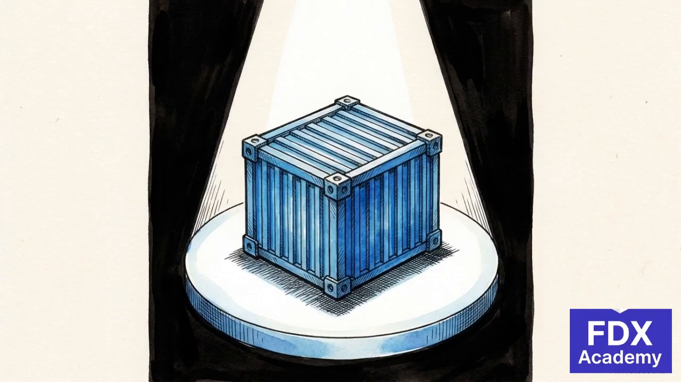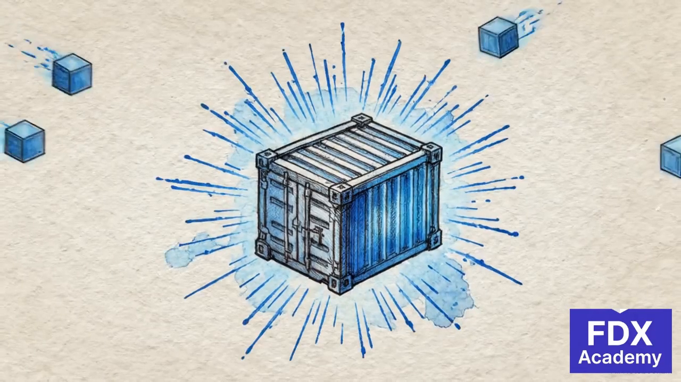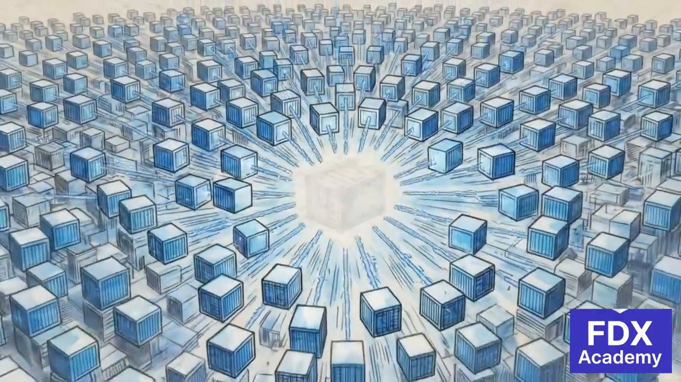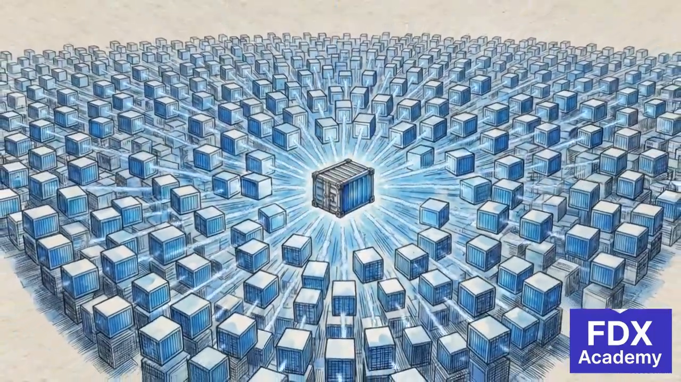Managing one container perfectly is the critical first step. The next stage is scaling this control, moving from single instances to orchestrating entire networks of interconnected microservices.